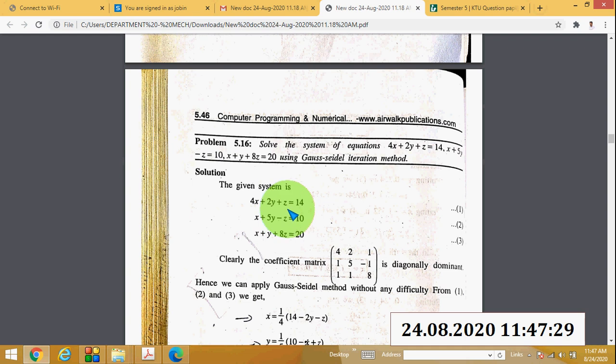Let us go to another problem. Solve the system of equations: 4x plus 2y plus z is equal to 14, x plus 5y minus z is equal to 10, and x plus y plus 8z is equal to 20.